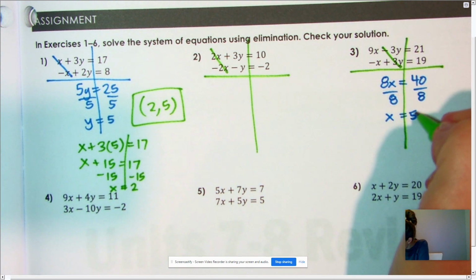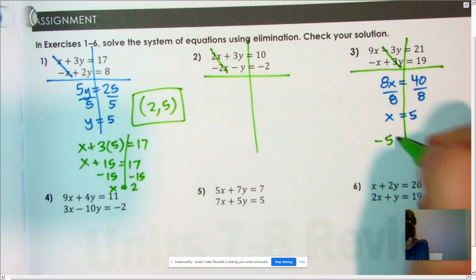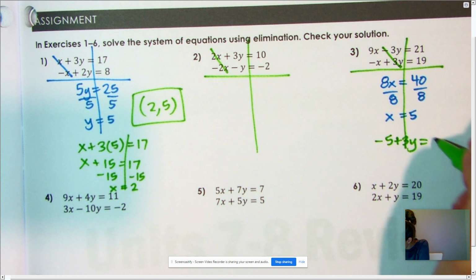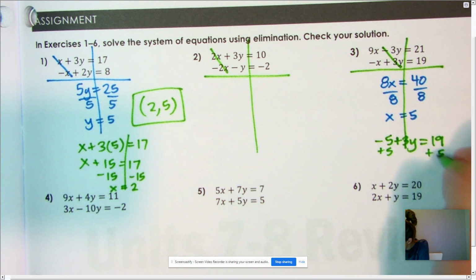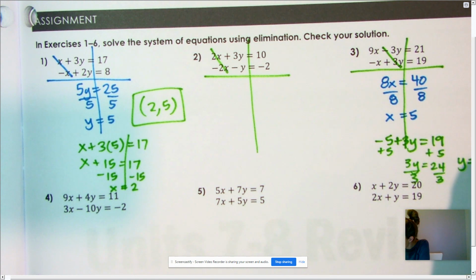So I'm going to say negative 5 plus 3y is equal to 19. I'm going to add 5 to both sides. So 3y is equal to 24. Divide by 3 on both sides. So y is equal to 8. So my answer then is written as an ordered pair (5, 8).